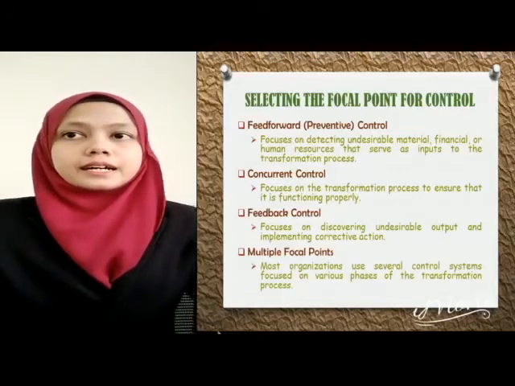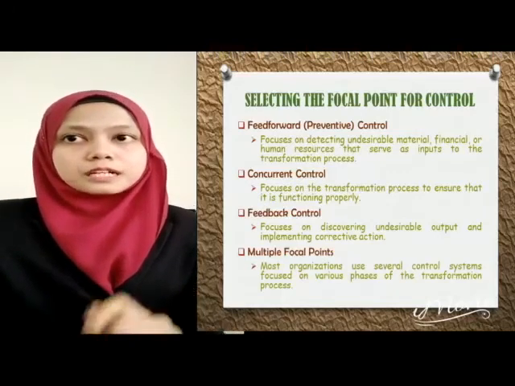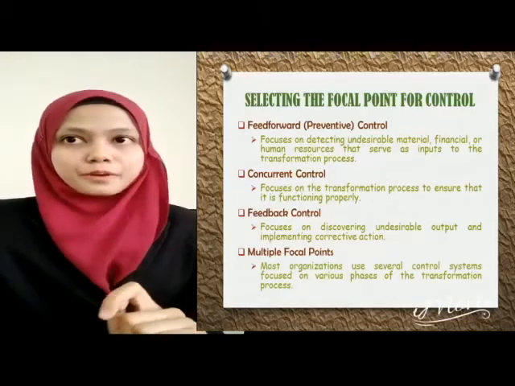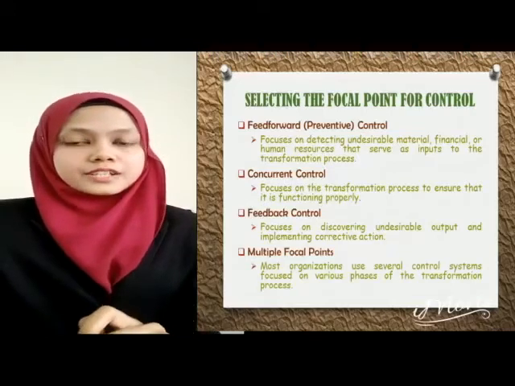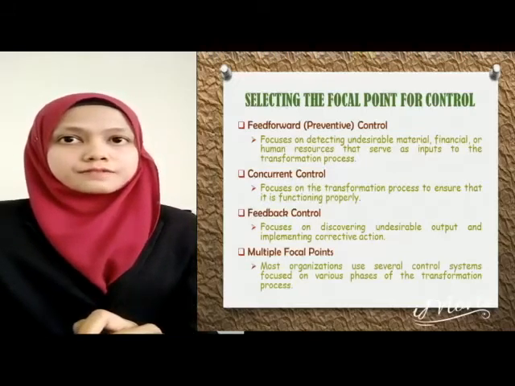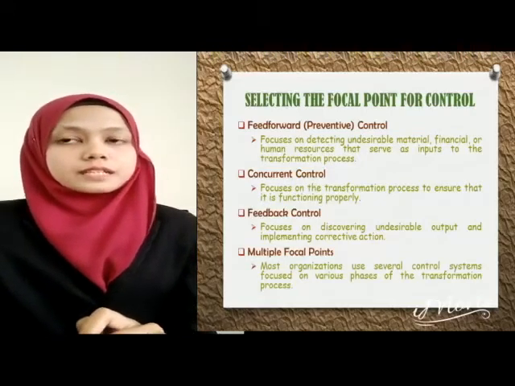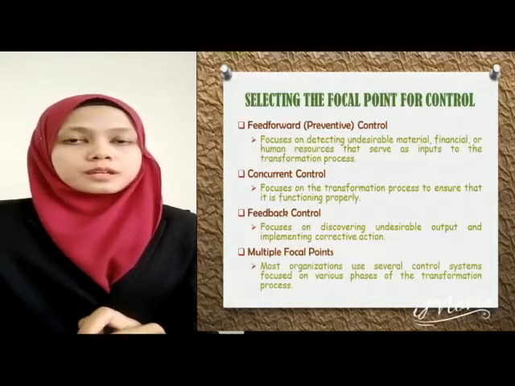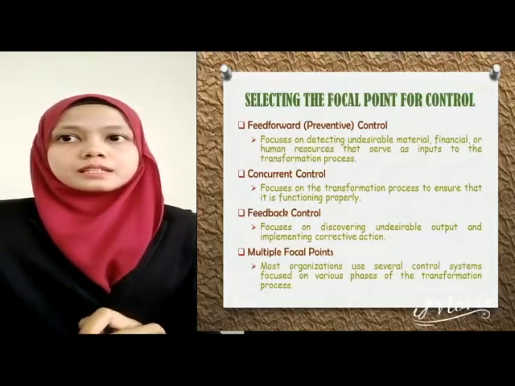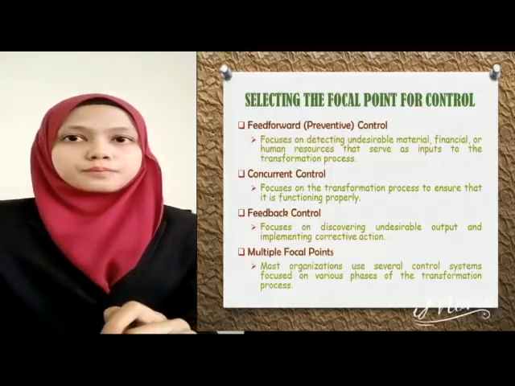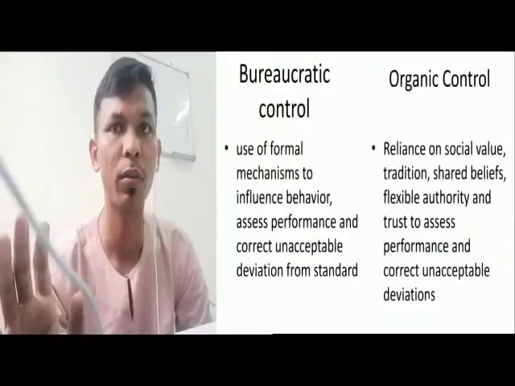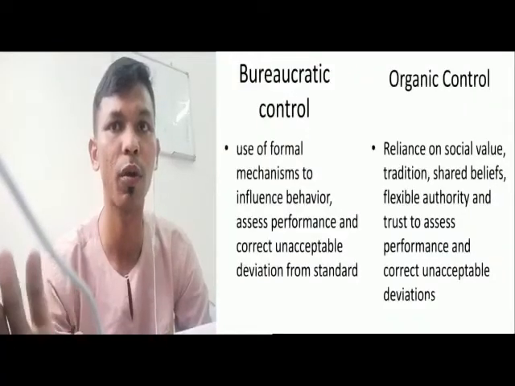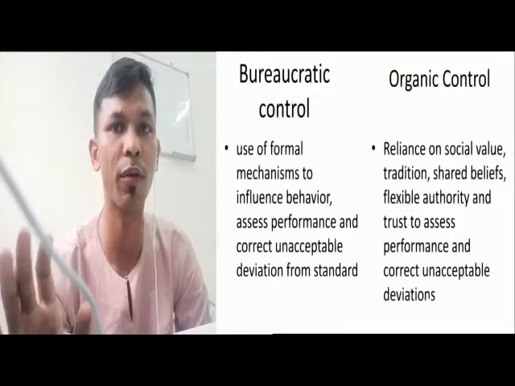Lastly is multiple focus points. In most organizations, several control systems focus on various phases of the transformation process. In this way, managers are better able to control resource inputs, ongoing transformation activities, and final output simultaneously. Flexible authority and trust to assess performance and correct unacceptable deviation.